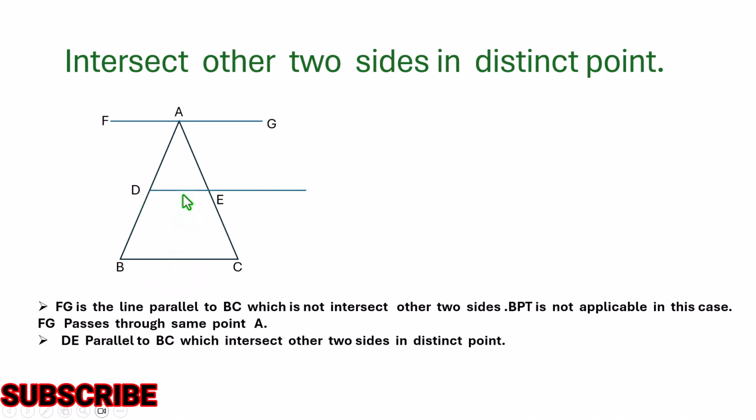The first one: the line is drawn parallel to one side of a triangle, and the line intersects the other two sides in distinct points. So DE intersects AB and AC in distinct points, and in this case the basic proportionality theorem is applicable. FG is a line parallel to BC which does not intersect the other two sides, so BPT is not applicable. FG passes through the same point A. DE is parallel to BC and intersects the other two sides in distinct points. So when a line is parallel to one side and intersects the other two sides in distinct points, only then is the basic proportionality theorem applicable.